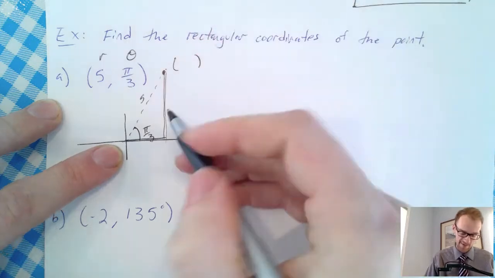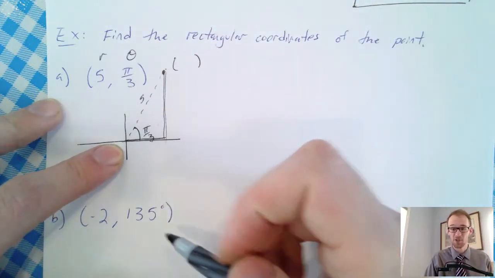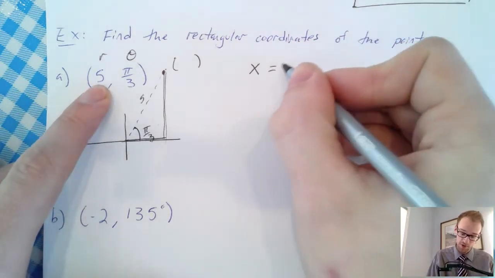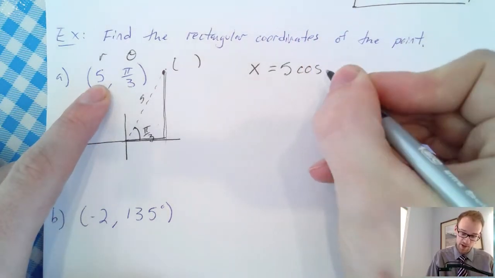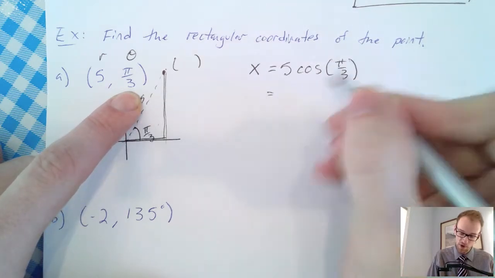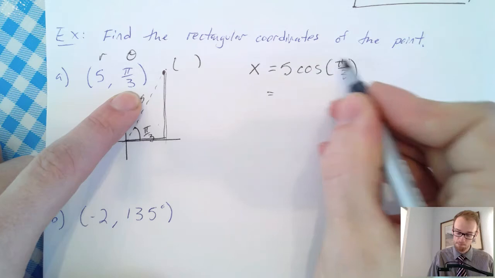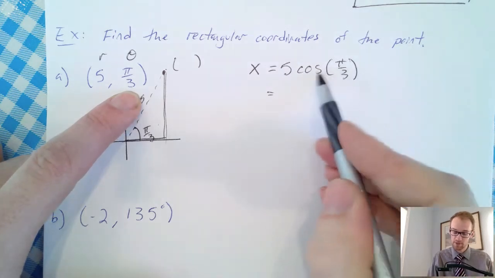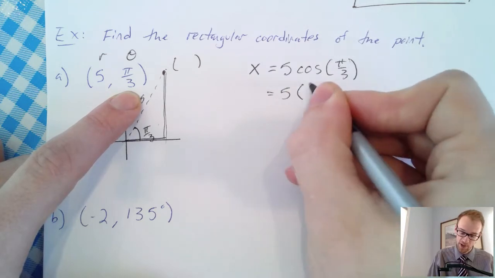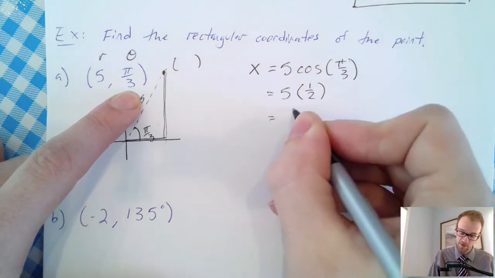Okay, if you know your special right triangles, you could probably figure it out, but the formulas are so nice. X equals r, which is 5, cosine of theta, which is pi over 3. Okay, and if you know your trig, you know your unit circle, you know that the cosine of pi over 3 is a half. So it's 5 times a half, which is 5 over 2.